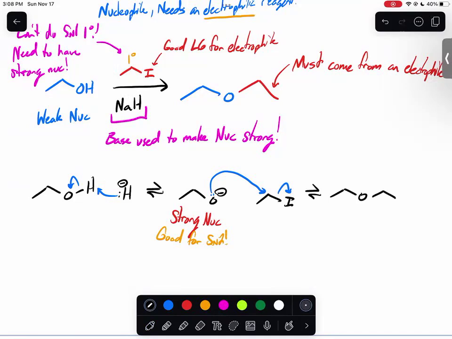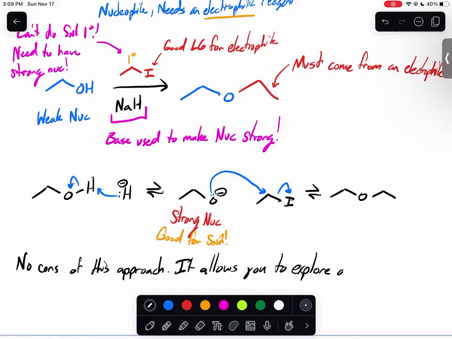Now, if this was just one where we had to make a tertiary ether on the other side, it'd be a little easier, right? Because we could do SN1, we wouldn't have to make it a strong nucleophile. But the thing is, you need to be able to discern that when you're doing these types of reactions. So essentially thinking about approach number three, there's no cons of this approach. Essentially, it allows you to explore all chemical space, and that's going to come really in handy.